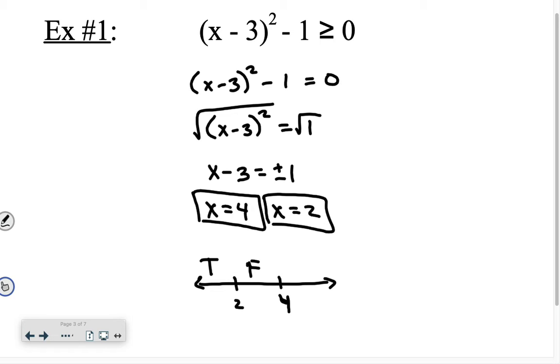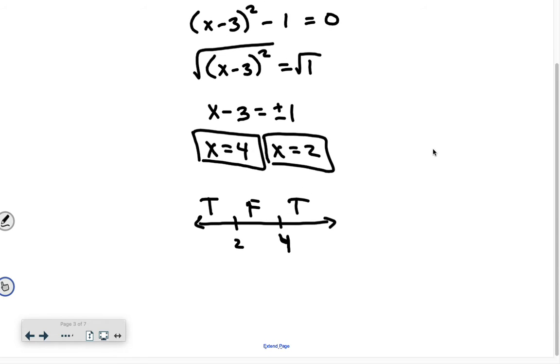And last one, anything bigger than 4. Let's say I pick 5. Plug it back in. You end up with 2 squared is 4. 4 minus 1 is 3. And 3 is greater than or equal to 0. Therefore, you end up with 2 separate intervals that, when you plug numbers in, will give you a true statement in your original inequality.